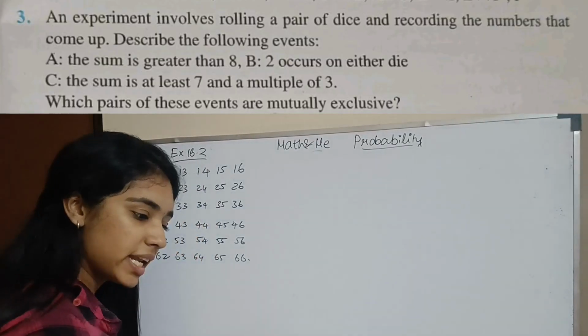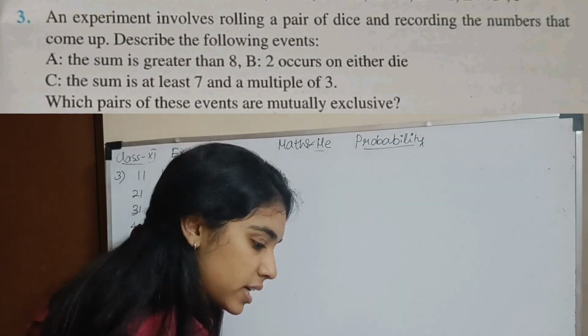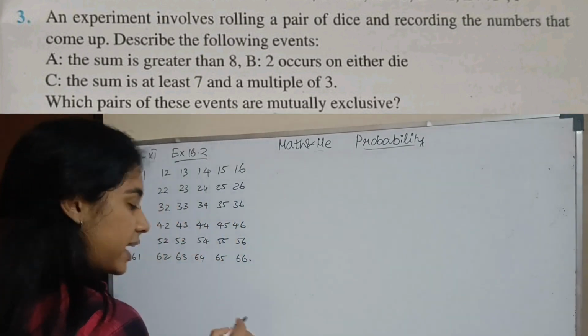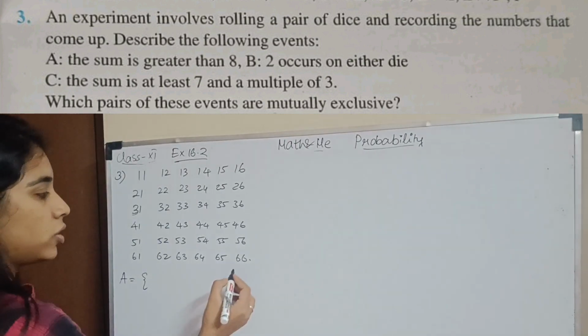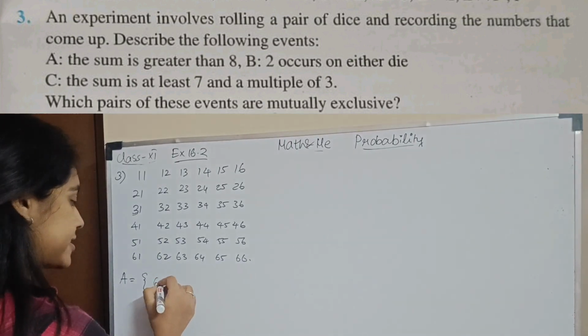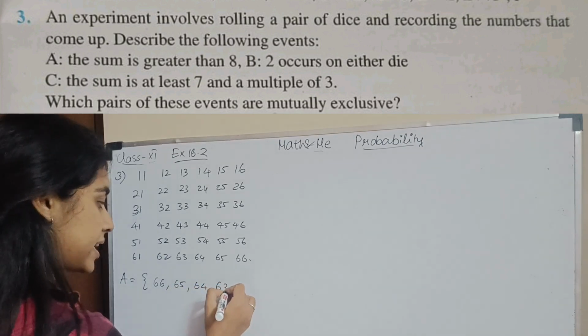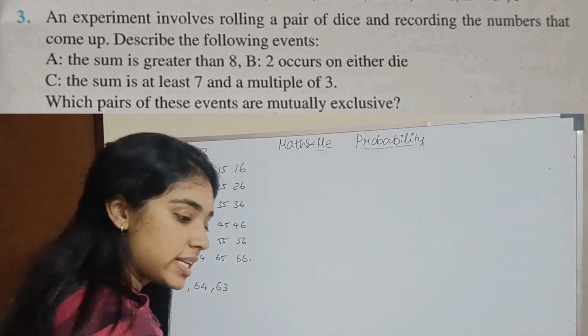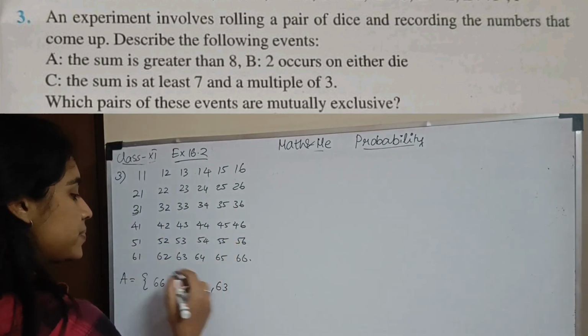Question number 3. An experiment involves rolling a pair of dice and recording the numbers that come up. A. The sum is greater than 8. So how will the sample space look? It will be 6, 6, 6, 5, 6, 4, 6, 3, 6, 2 will not come because it has to be greater than 8, not equal to 8. So is this line finished? Let's go to the second last line.